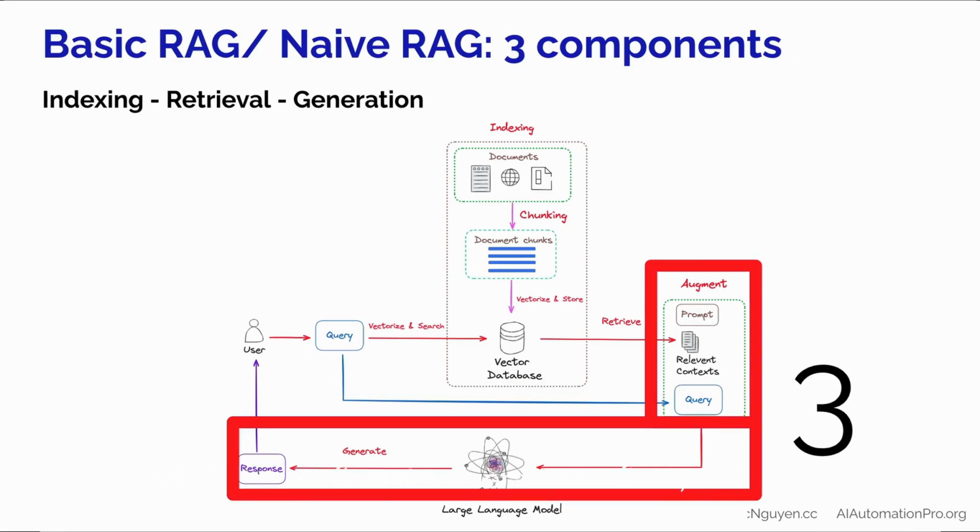Third is generation. That is, the user's queries and the pages that were retrieved in the second step will be sent to an LLM. Based on that information, it will generate an accurate and relevant answer based on the information from that database.